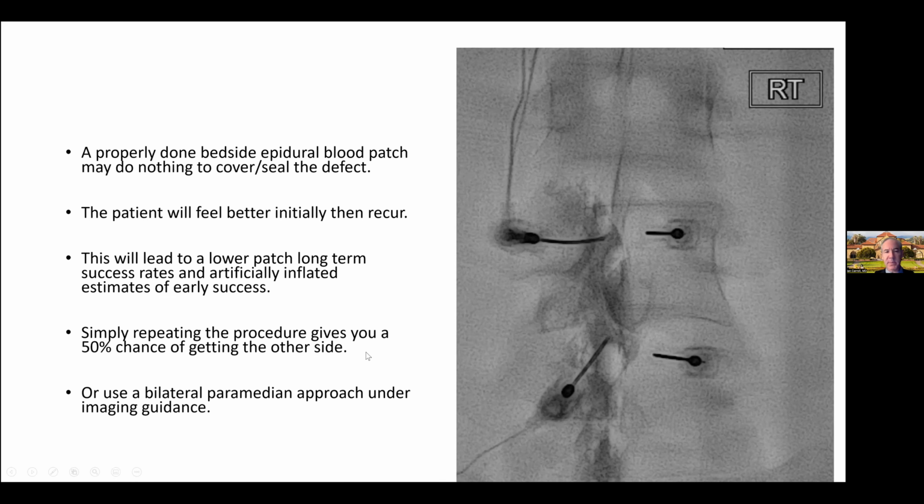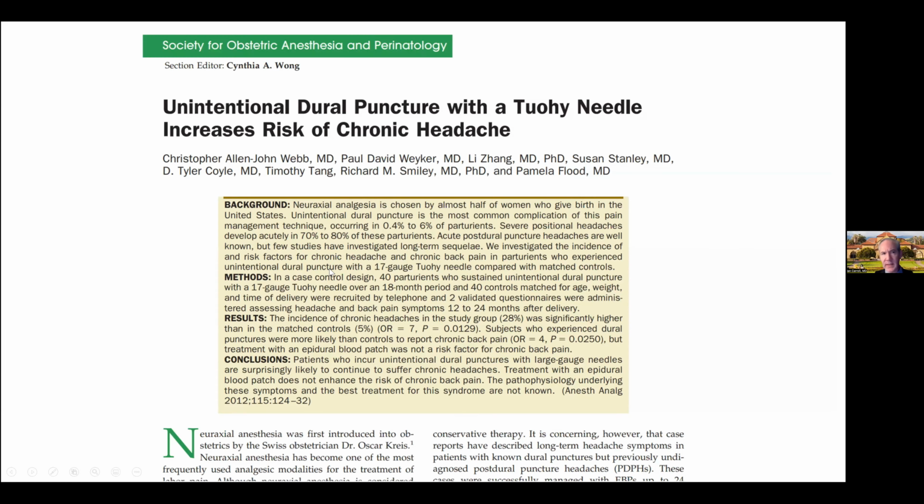In this case, simply repeating a bedside patch would have given a 50% chance of covering the other side, because you're always trying for the midline and you always land just to the left or just to the right of midline. So the thing to do is to either repeat the patch or to use a bilateral paramedian approach using epidural guidance.